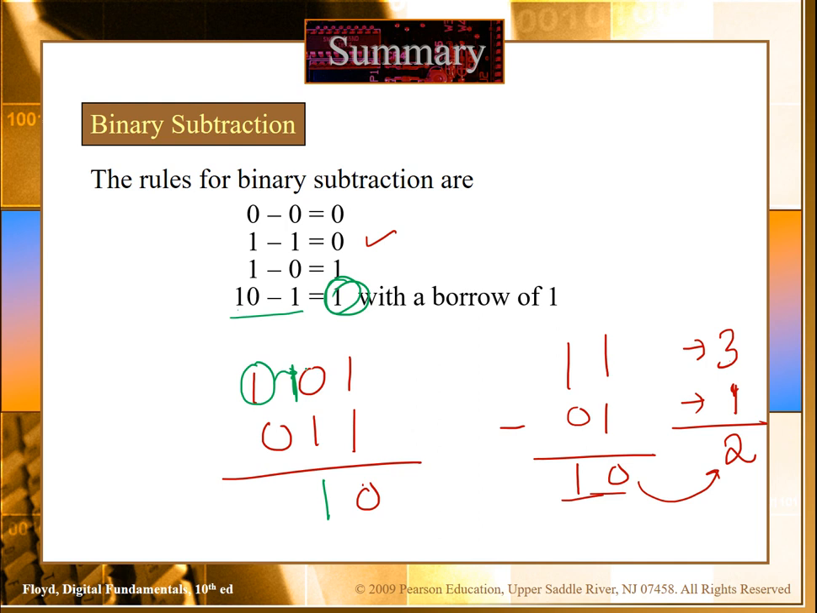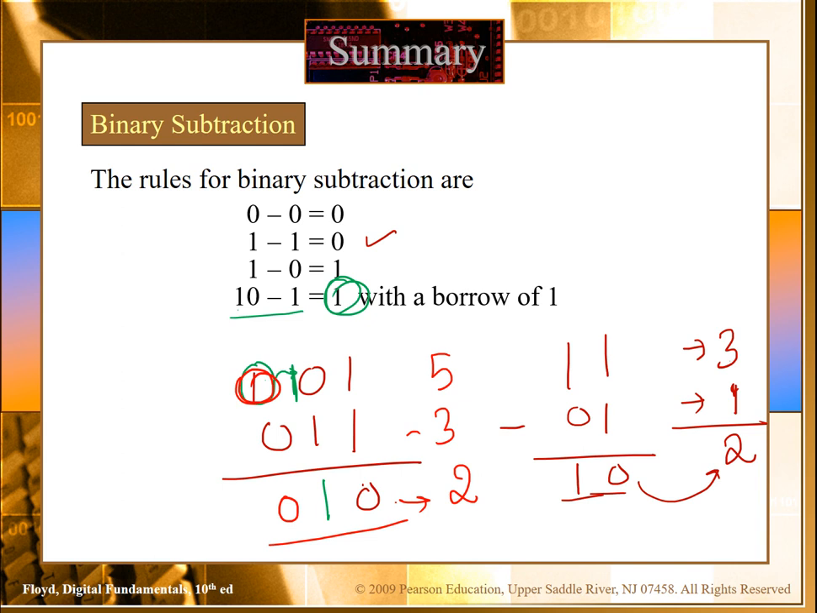So when we borrow this one, what is left here? When we have already borrowed this one, here we will get 0. So 0 minus 0 will be 0. If you convert this to decimal, it was 5, it was 3, and the answer will be 2. So if you convert this to decimal, you will get 2. So this is the rule for subtraction.